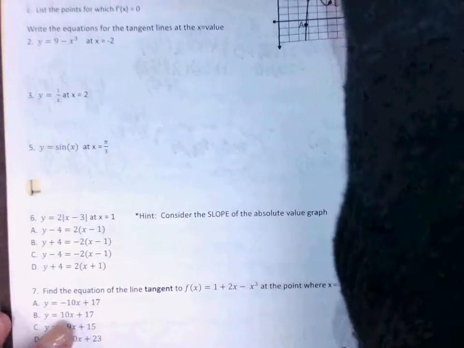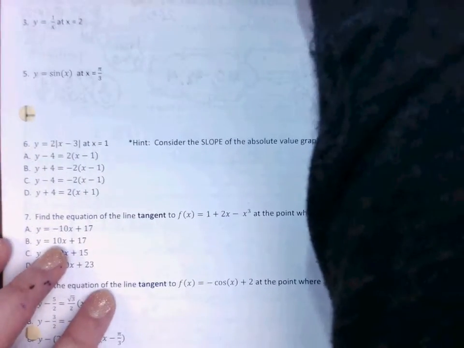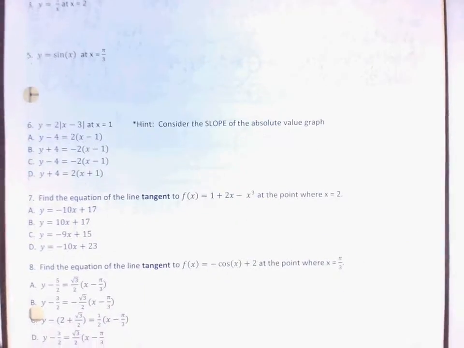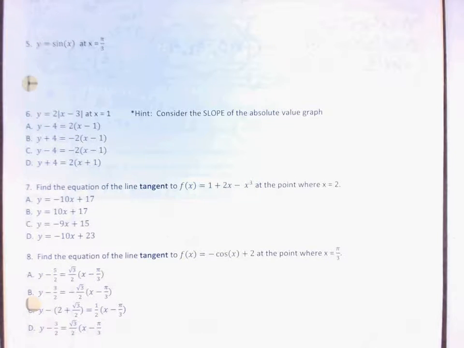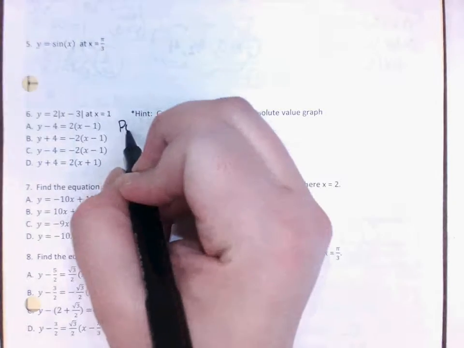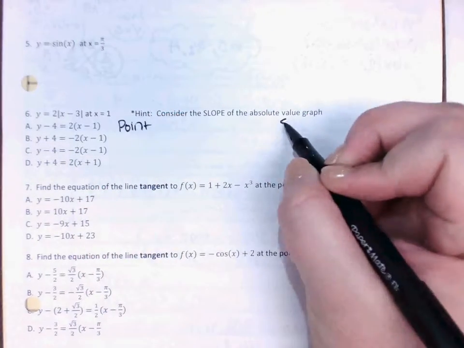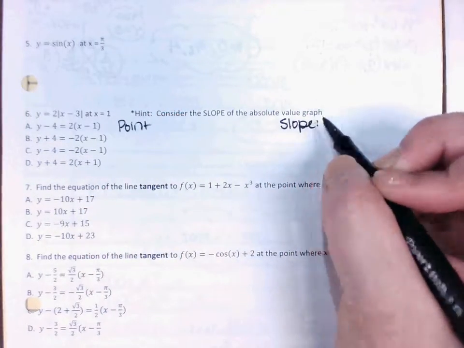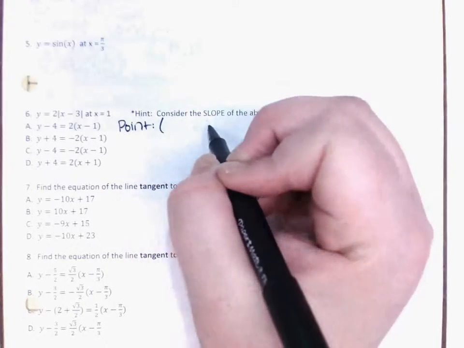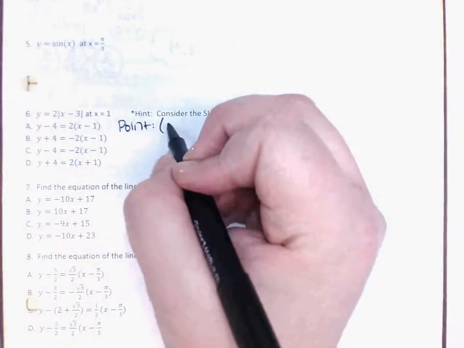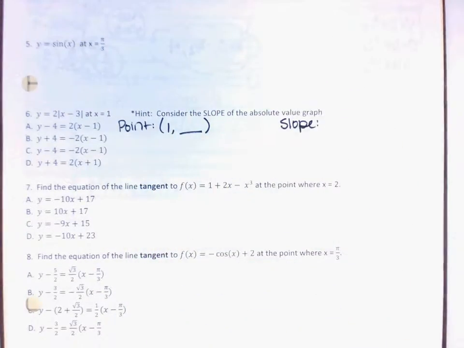Okay, go to number 6. Last one we're doing off this homework. Okay, number 6, what 2 things do I need for the equation of a tangent line? Okay, point and a slope. What do I know about my slope? Or my point? X is 1. How do I find the y value?